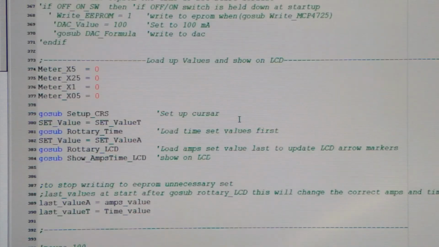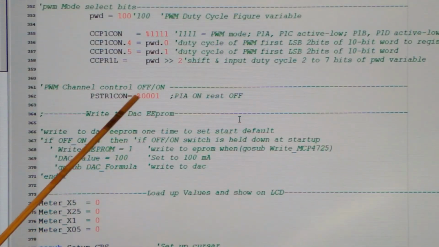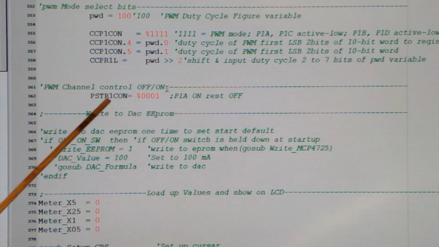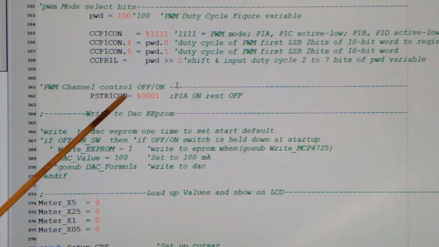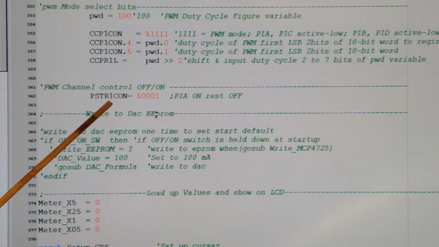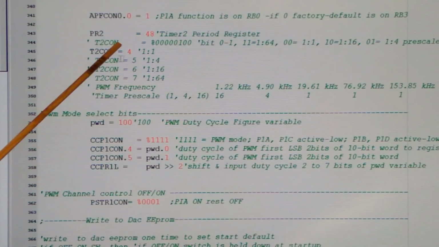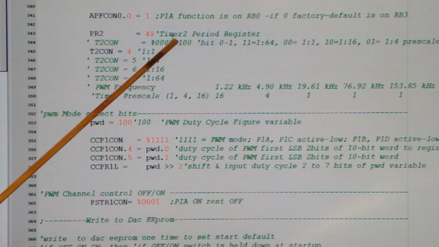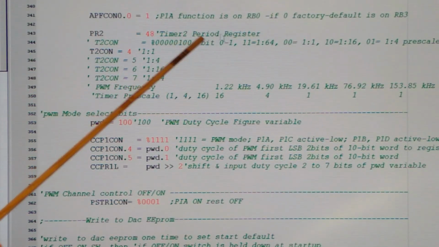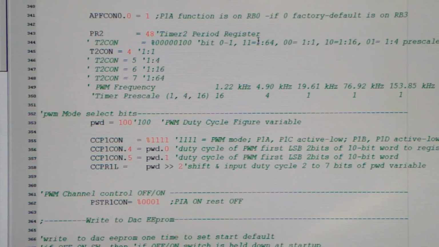And yeah, so changing the frequency is done by changing some of these registers when you're changing your settings, and one of your main ones will be this one, PR2, which is the Timer 2 period register. Okay.